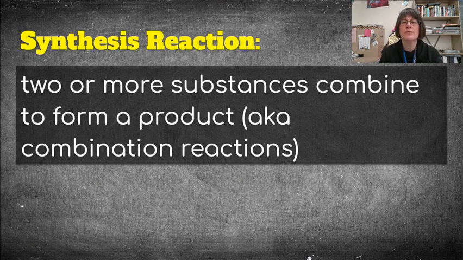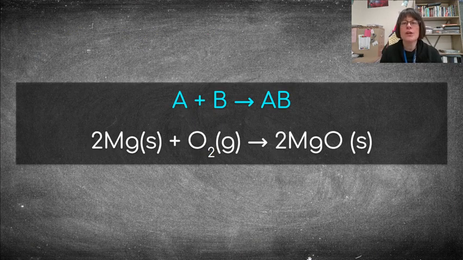So our first type of reaction is a synthesis reaction. This is when two or more substances combine to form a product. It's also known as a combination reaction. So the general form for this type of reaction is A plus B yields AB. So we can see here in this reaction we have 2 units of magnesium reacting with oxygen gas to yield 2 units of magnesium oxide. So we took 2 things and we combined them into one. That's what makes this a synthesis reaction. Synthesis always means making or building, and we make or build one thing.